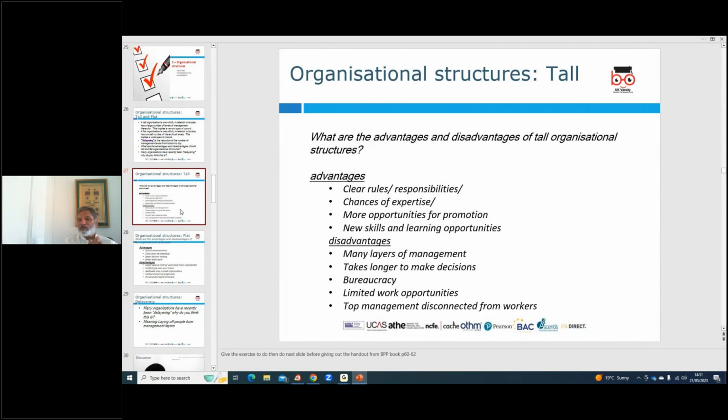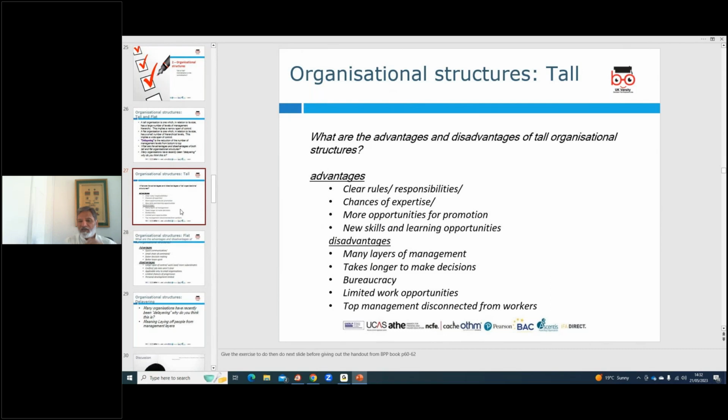There are more opportunities for promotion because there are more layers of management. The span of control is very narrow, i.e., a manager is only responsible for three or four people under his responsibility. So the more the layers, the taller the structure. The advantages are a clear line of communication, a clear line of responsibilities, new skills, and new opportunities.